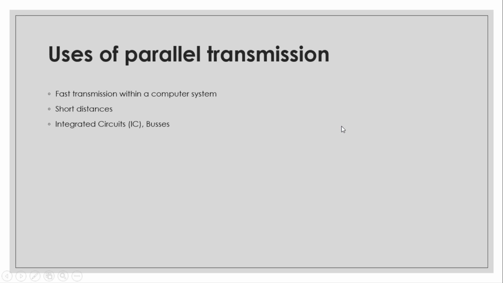So, some of the common uses of parallel transmission: there is faster transmission within a computer system. It is obviously used for short distances, and it is mostly used in integrated circuits and buses.